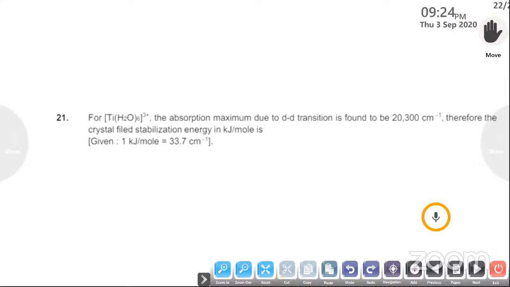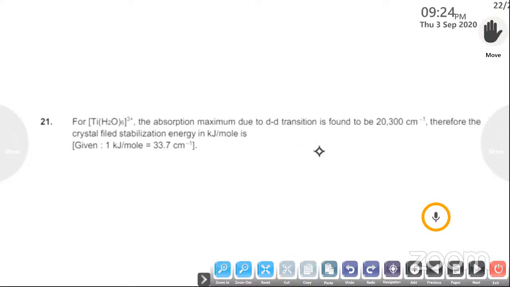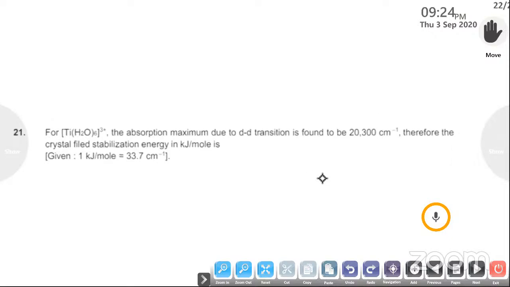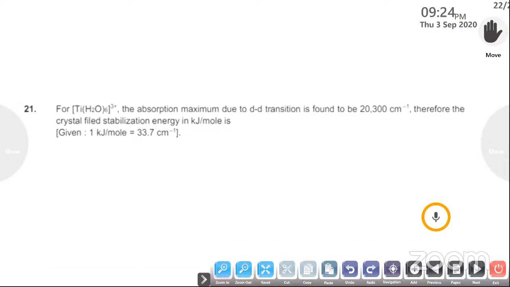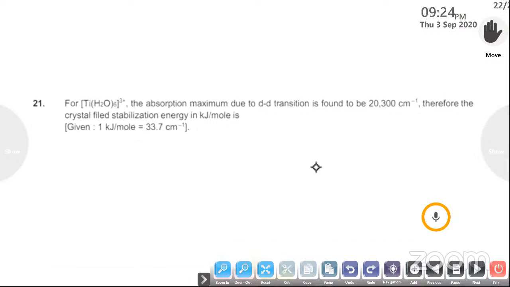Right, so this is an octahedral complex, because the coordination number is 6. But water is a weak field ligand.